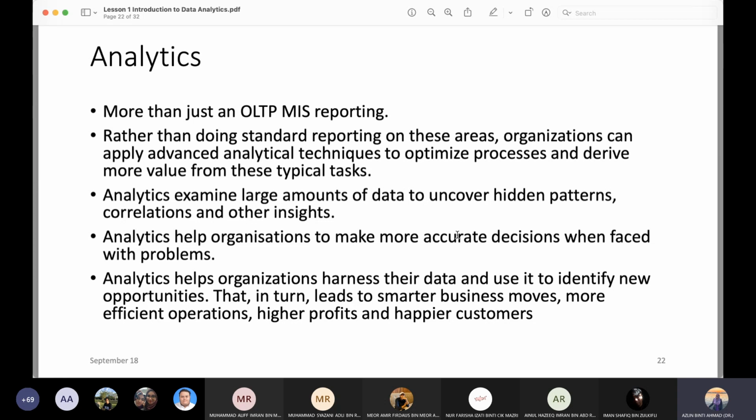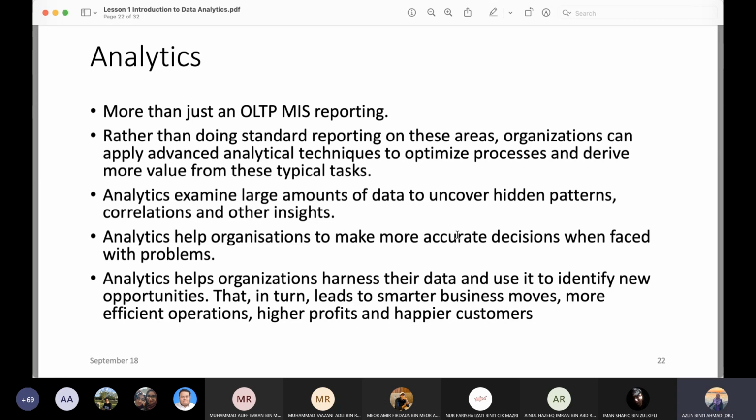This analytics can also help organizations make more accurate decisions when faced with problems. Contoh kalau sales dia rendah, kenapa? They need to diagnose why the sales decreased by a certain percentage. It also helps organizations harness their data and use it to identify new opportunities that in turn lead to smarter business moves, more efficient operations, higher profits and happier customers.